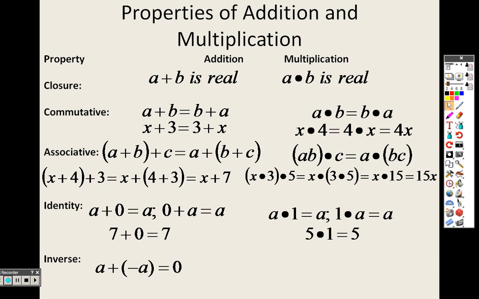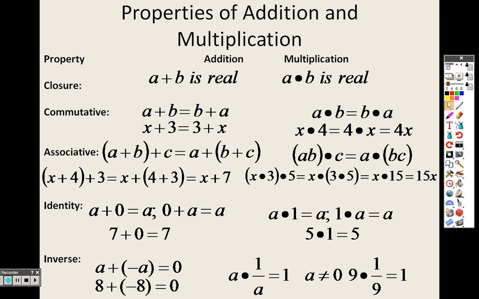And the inverse property is when you add two things together and one's negative, one's positive, it'll be 0. So 8 plus negative 8 is 0. And the inverse for multiplication is how do you get a 1? Well, when you multiply one item by its reciprocal, you will end up getting 1. So 9 times 1/9 equals 1.